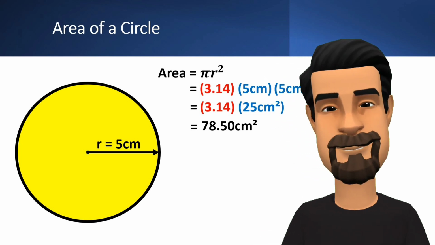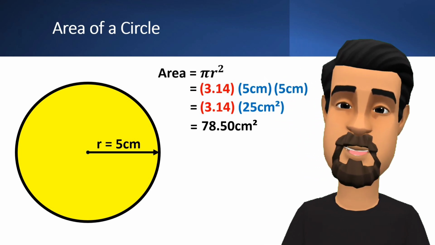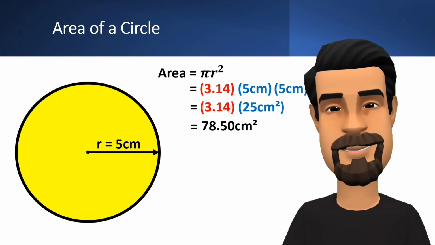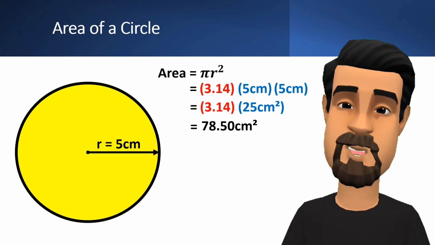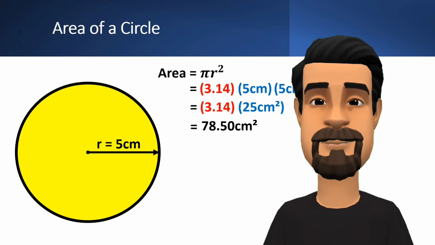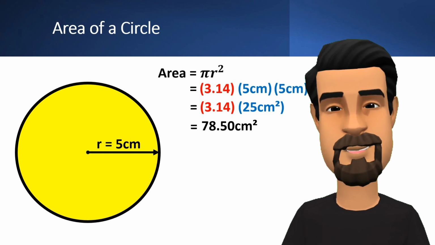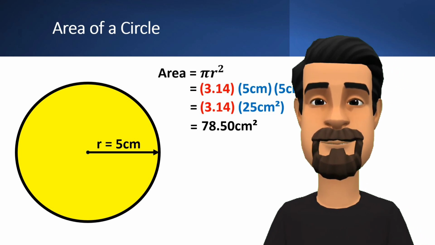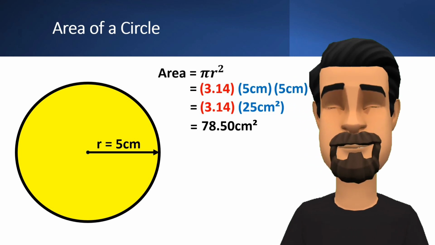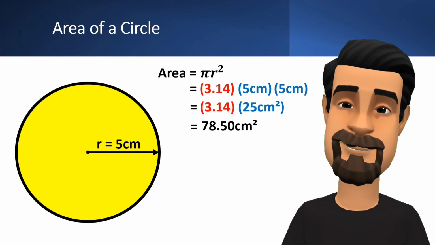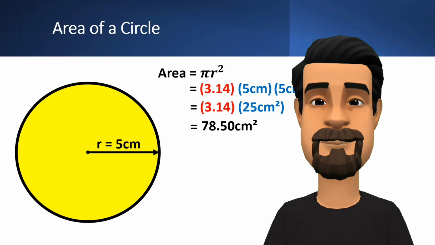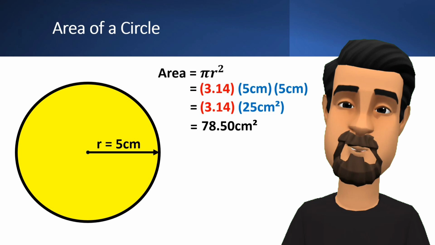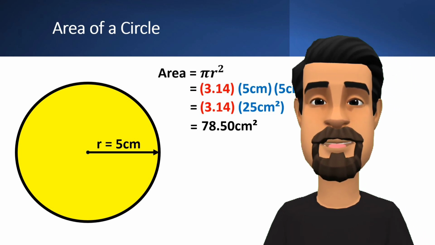So madali lang, di ba? Sundin nyo lang ang formula na area is equals to pi r squared. Na yung pi ay equals 3.14. Or maaari din kayong gumamit ng fraction form nito na 22/7. Ang radius naman ay kalahati ng diameter. So pag sinabing r squared, ibig sabihin yan ay r times r. So, hindi kayo magkakamali kung sinusunod natin yung formula. So, proceed tayo sa activity number 2.